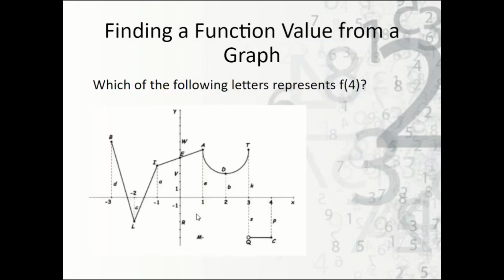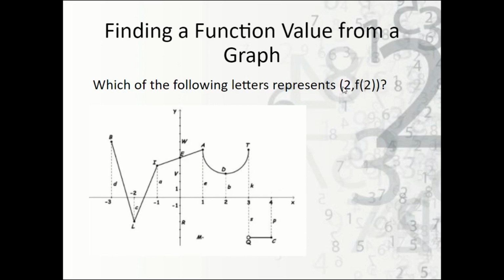Now, finding a function value from a graph. Which of the following letters represents f of 4? I'm going to go to where x is 4, which is here. Notice f of 4 is represented by this dotted line, P. It's right there, and we would say then that P represents f of 4. If it asks for the actual solution, then that would be C. So P is our answer in this one.